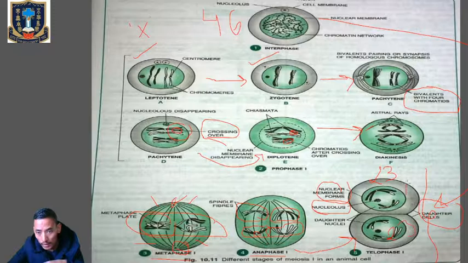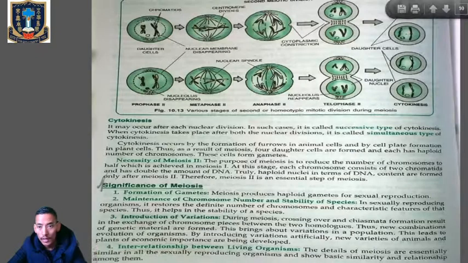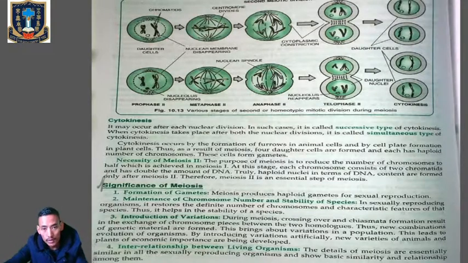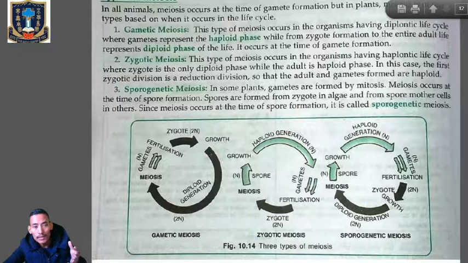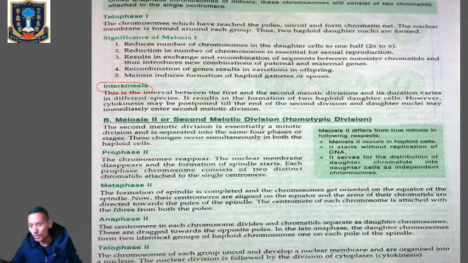Now these two daughter cells are entering into the second phase called meiosis II cell division. But the meiosis II cell division is simply a mitotic cell division, because here the number of chromosomes in the two daughter cells will remain the same. So the second meiotic division is essentially a mitotic division and is separated into the same four phases or stages, that is prophase 2, metaphase 2, anaphase 2 and telophase 2.